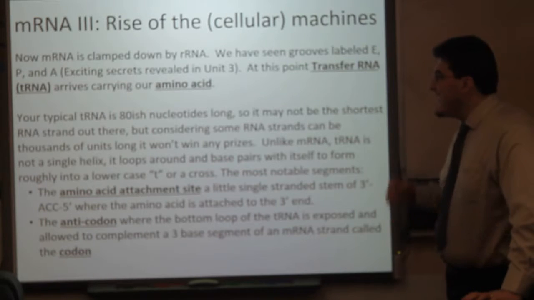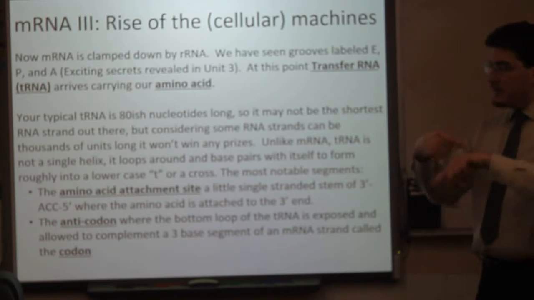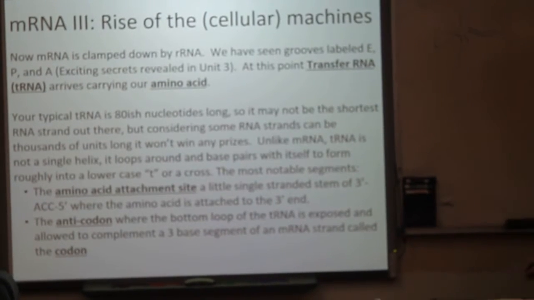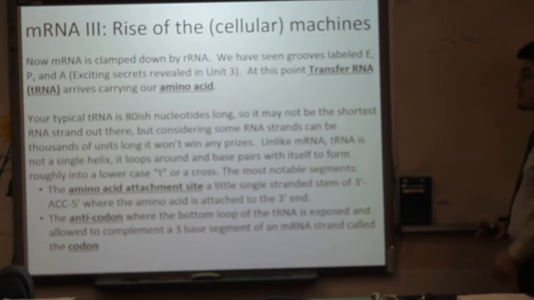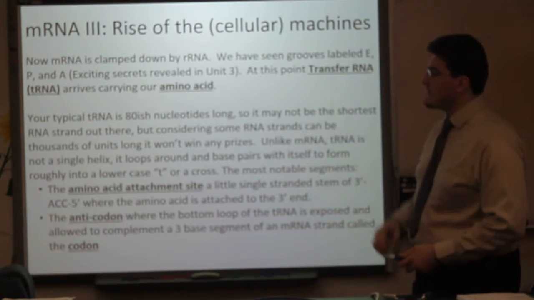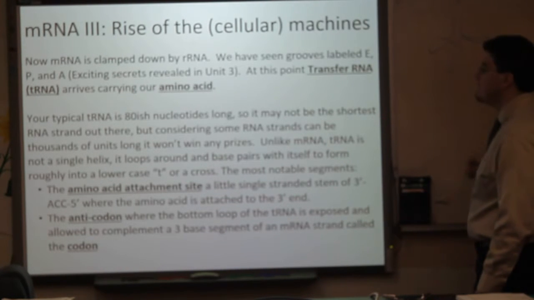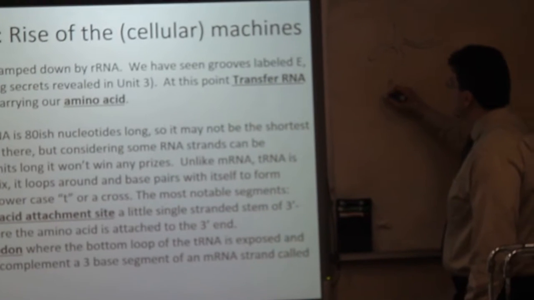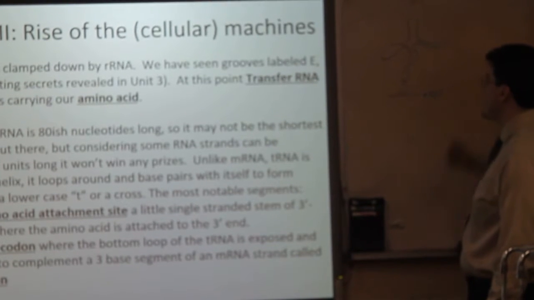But here's the deal. tRNA is not a single helix. tRNA loops around itself into a hairpin turn. So it loops around itself into a T-shaped cross. Now this is a terrible image. A better image will be on the next slide. But we'll have basically an amino acid attachment site for our amino acid. We will have our anticodon down here, and that is where we will have the binding to our codon, which is on our mRNA strand.